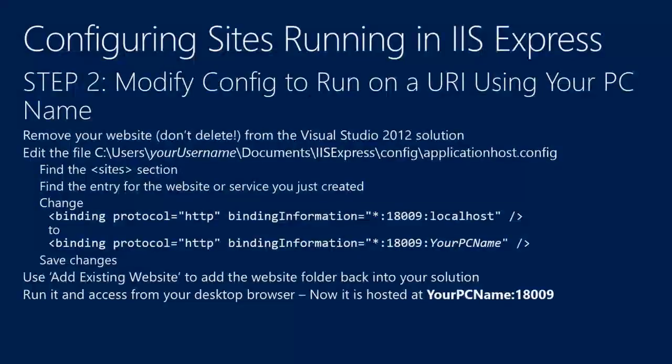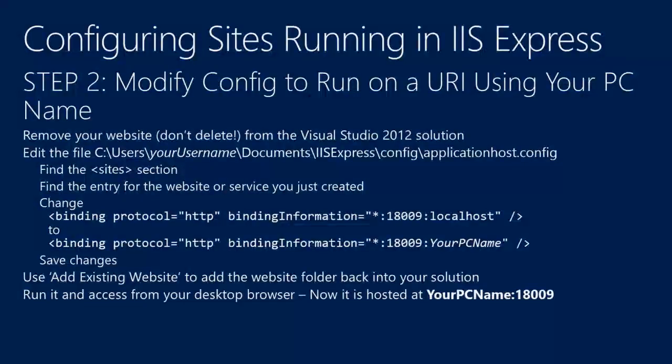First of all, there's a file called applicationhost.config. If you go into My Documents, there's a folder in there called IIS Express, and in there's a folder called config, and in there you'll find this file, applicationhost.config. You edit that, it's just a config file. You'll find a site section with an entry for every single one of the sites you've ever created in Visual Studio 2012, including, down at the bottom, the site you've just created.